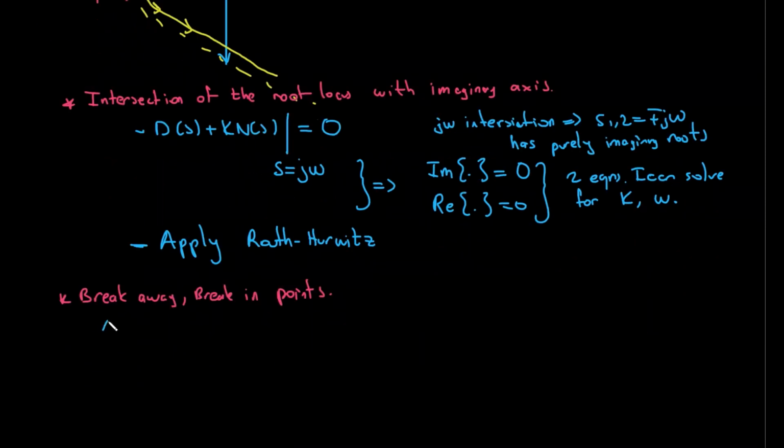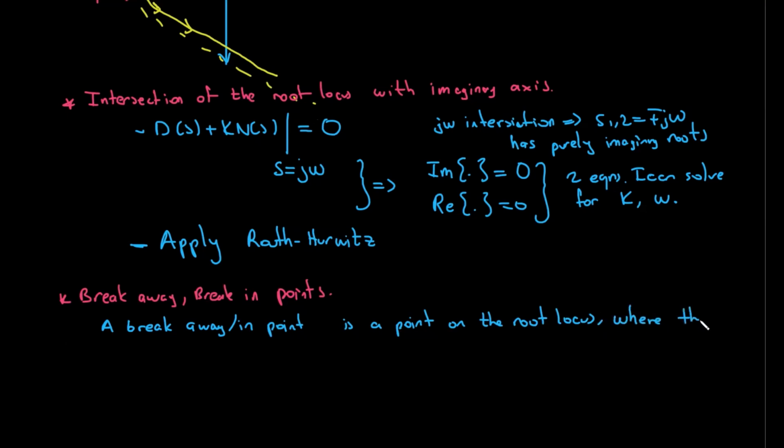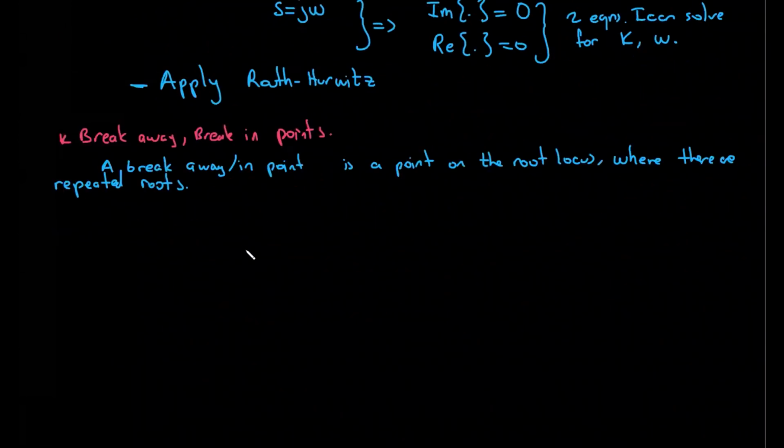So simply, a breakaway or break-in point is a point on the root locus where there are repeated roots, like double roots, triple roots. So basically what we're saying is that our closed-loop poles become double roots.